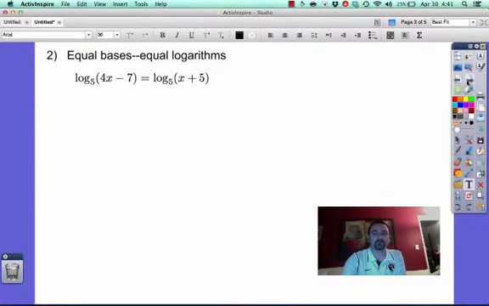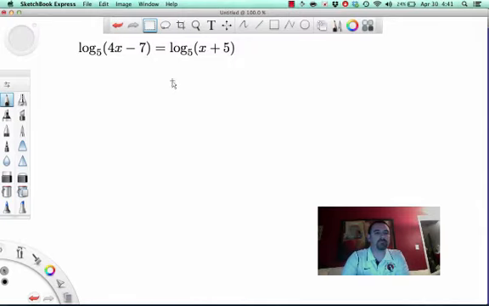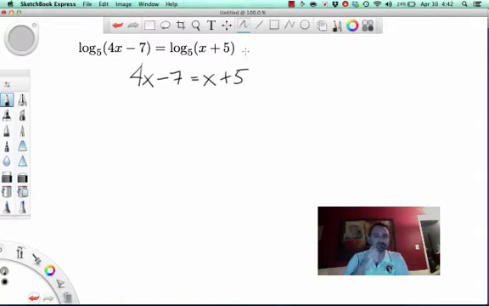Now here's a similar idea. Equal bases equal logarithms. And here's the problem we're going to look at. Log base 5 of 4x minus 7 equals log base 5 of x plus 5. Now, same idea here. We're going to use the same property, and this problem is actually a little easier. If I have logs that are the same base and they're set equal to each other, then the stuff inside must also be equal. This is 4x minus 7 equals x plus 5.